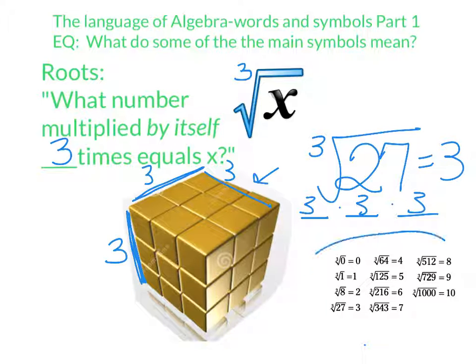Down here, we have a list of the first 11 perfect cubes, a number that when you take the cube root, you get a nice clean number. Most roots are messy numbers, and we'll talk more about that later.